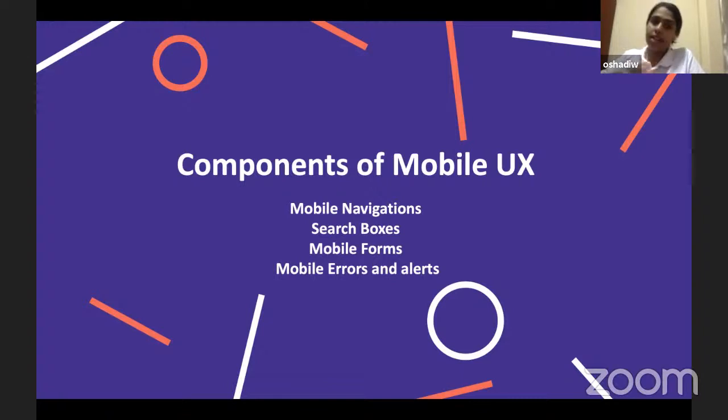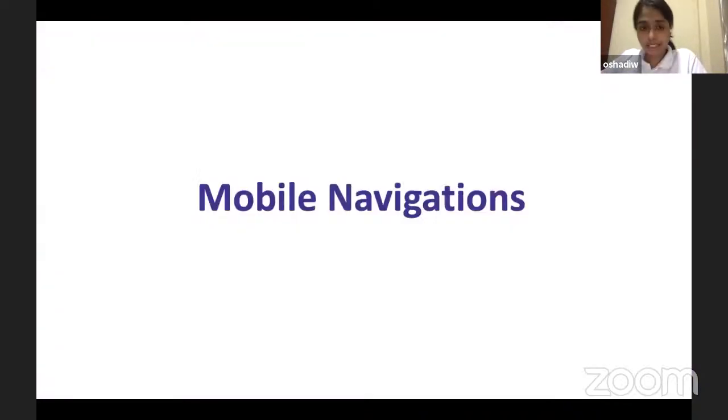So my objective is to give more idea about mobile components and how you can efficiently use them in your mobile app. But I can't go through all components. So here I chose mobile navigation, search boxes, mobile forms, and mobile errors and alerts. Today I will focus on these components and how we can use them efficiently in our designs. Okay, so we'll move to the navigation first.